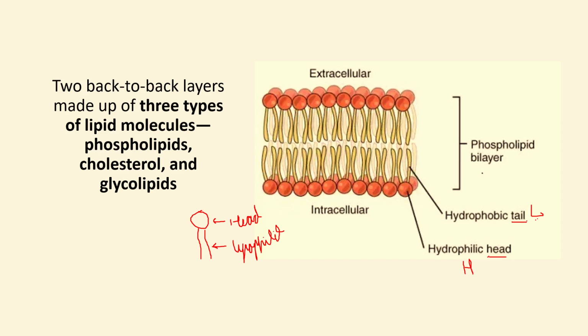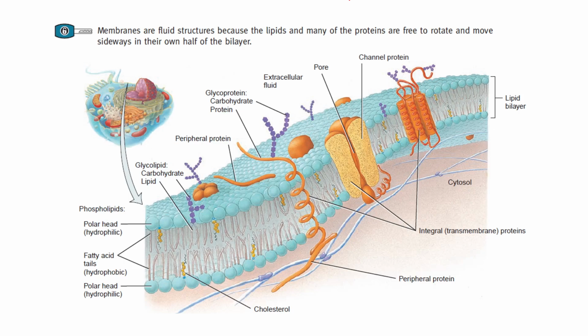Then cholesterol molecules are bound with the hydrophilic head. Fatty acid tails are present inside the lipid bilayer, which form a hydrophobic region. Then glycolipids. Carbohydrates are always conjugated with either lipids or proteins. If carbohydrates are conjugated with lipids, then they are called glycolipids. If carbohydrates are conjugated with protein, then they are called glycoproteins.